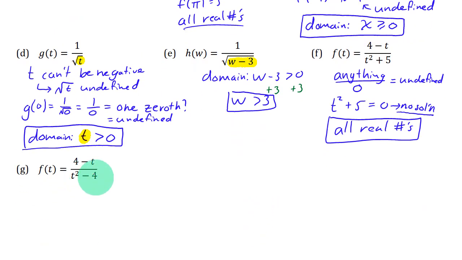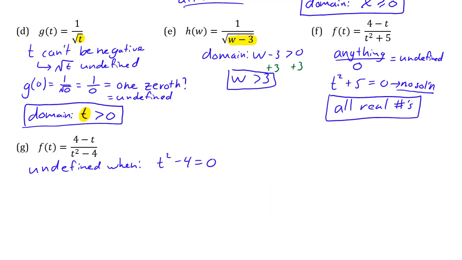Right, what if it's t squared minus 4 in the denominator? That's a little different. Can we make this undefined when t squared minus 4 is 0? Let's try to make that happen. So if you want to solve this equation, well, actually, you got 0 on one side, and the left side you can factor into t plus 2 times t minus 2.